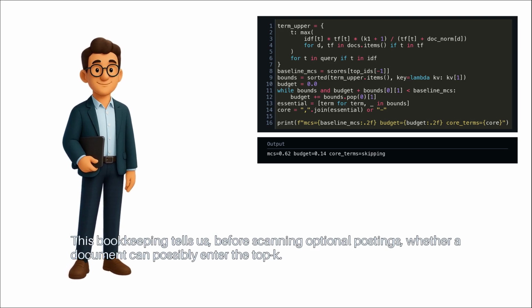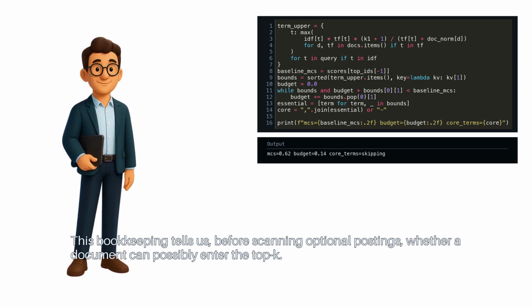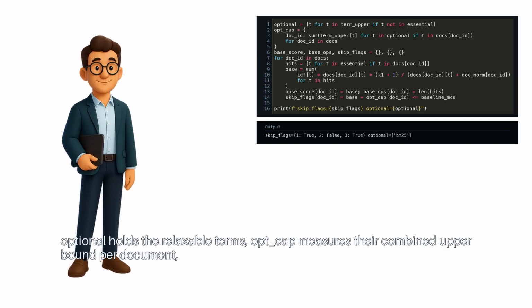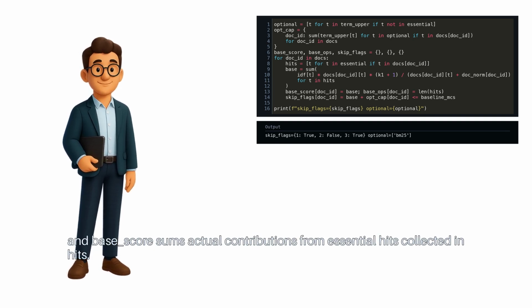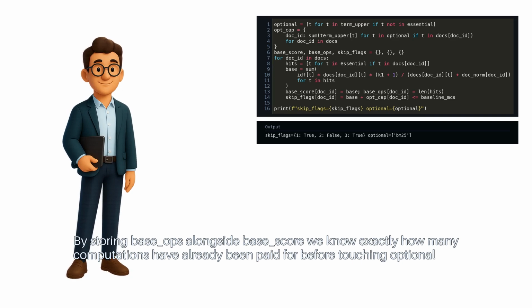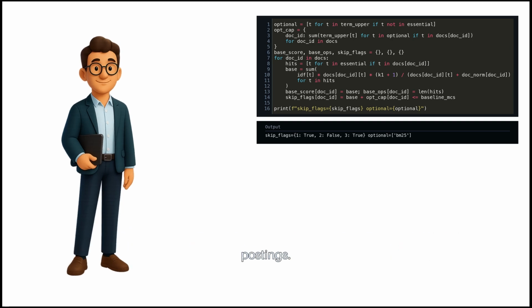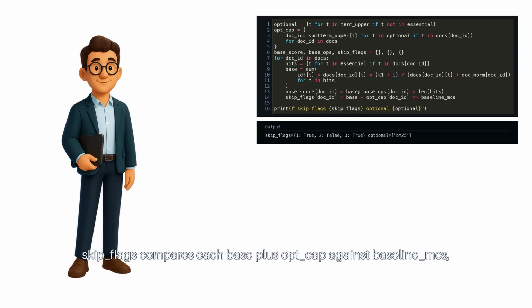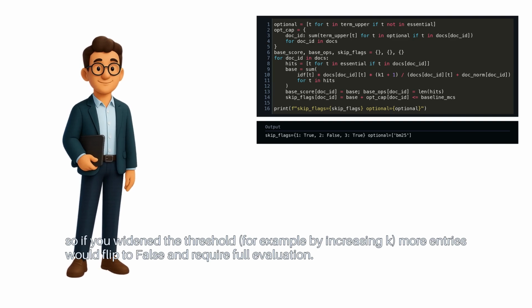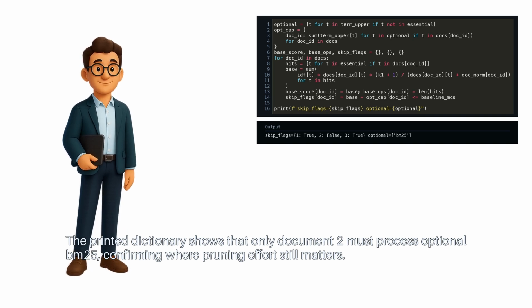Next, we convert those term-level caps into per-document base scores and optional caps. This bookkeeping tells us, before scanning optional postings, whether a document can possibly enter the top K. This snippet turns those abstract bounds into per-document skip signals, which is the bookkeeping MaxScore uses before scanning postings. Optional holds the relaxable terms. OptCap measures their combined upper bound per document. And base score sums actual contributions from essential hits collected in hits. By storing base ops alongside base score, we know exactly how many computations have already been paid for before touching optional postings. Skip flags compares each base plus OptCap against baseline MCS. So if you widen the threshold, for example by increasing K, more entries would flip to false and require full evaluation. The printed dictionary shows that only document 2 must process optional BM25, confirming where pruning effort still matters.